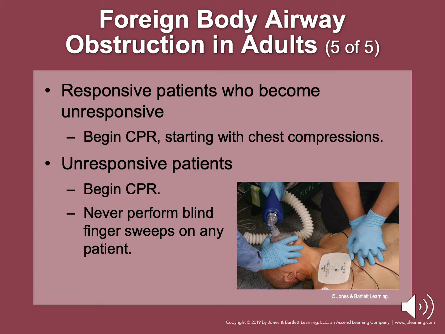If both ventilation attempts do not produce visible chest rise, perform 30 chest compressions and then open the airway and look in the mouth. If the object is visible and can be easily removed, remove it with your finger. Never perform blind finger sweeps on any patient. Continue the sequence of chest compressions, open airway, and look inside the mouth until the patient's airway is clear or paramedics take over.